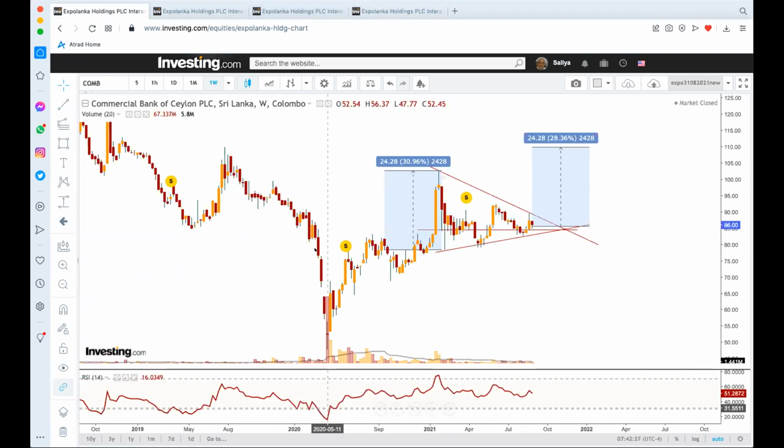Commercial bank also. If you look at the commercial bank right now, we can see that this triangle is still forming. In other words, the consolidation is still in place because we don't see any increase in the volumes, right? If the price breaks out with volumes, that will validate the expectation based on the symmetrical triangle pattern. It is very important for us to wait until the breakout takes place along with the volumes. If the volumes are not helping that breakout, that means it is going to be a weak breakout.